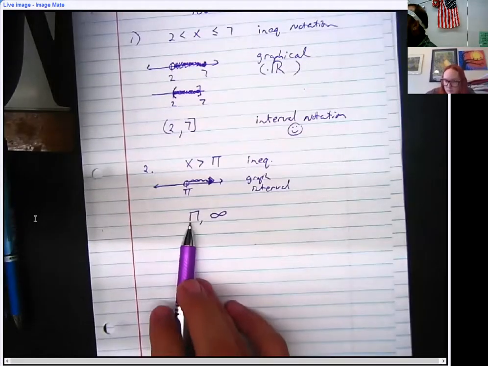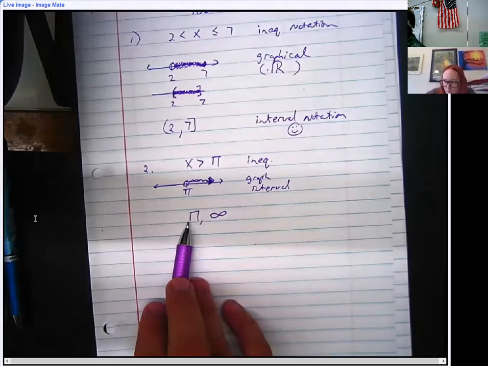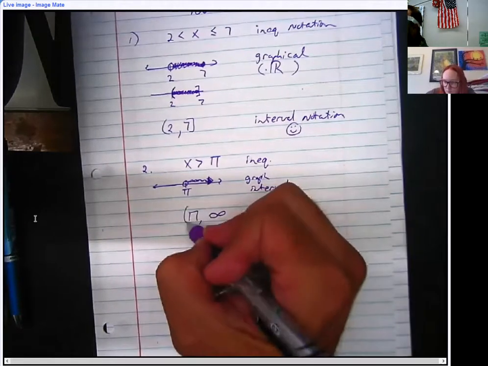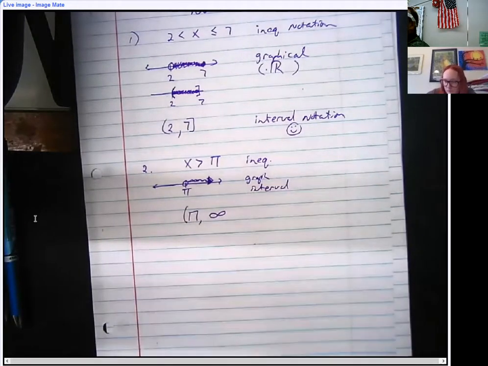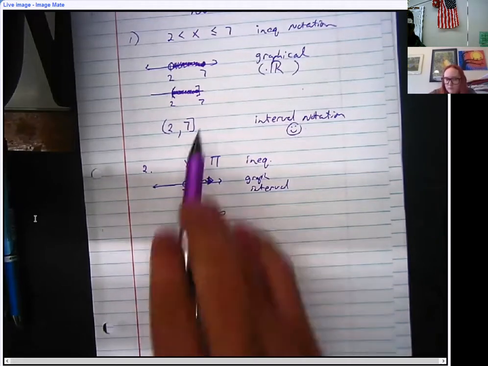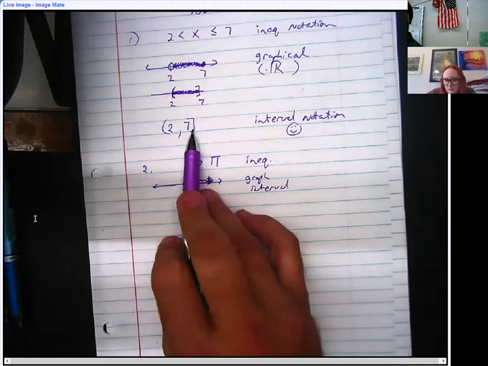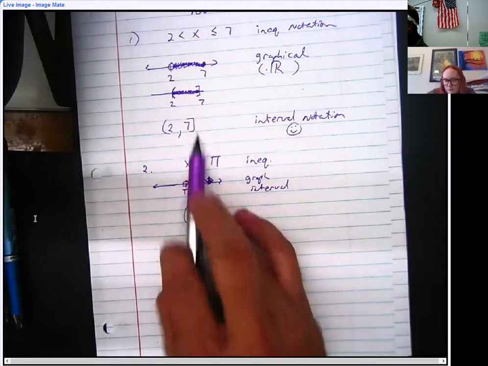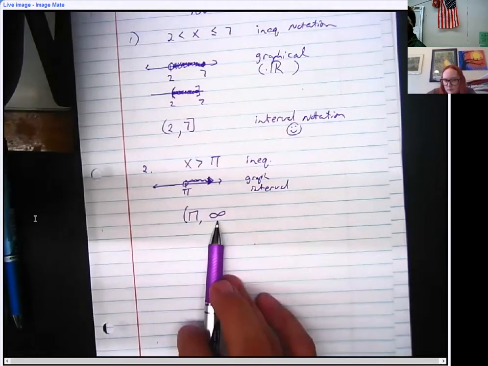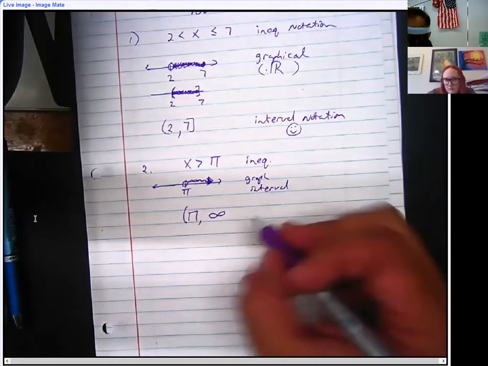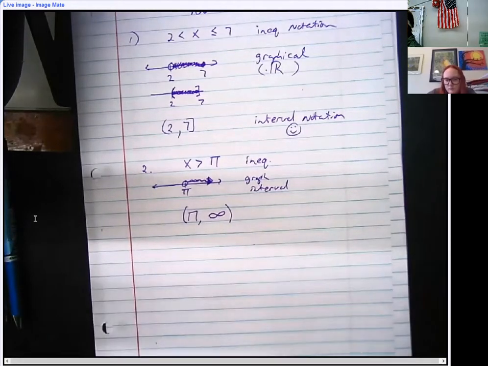Okay, which leads us to a question. What kind of symbol before the pi? We're going to go this way. And what about pi? Should I bracket that one or should I round it? Because this says, oh, I can reach the number 7 and grab it, so I'm going to close it off. Can I close off infinity? Never, ever make a square bracket on an infinity because you can never reach that value, okay?